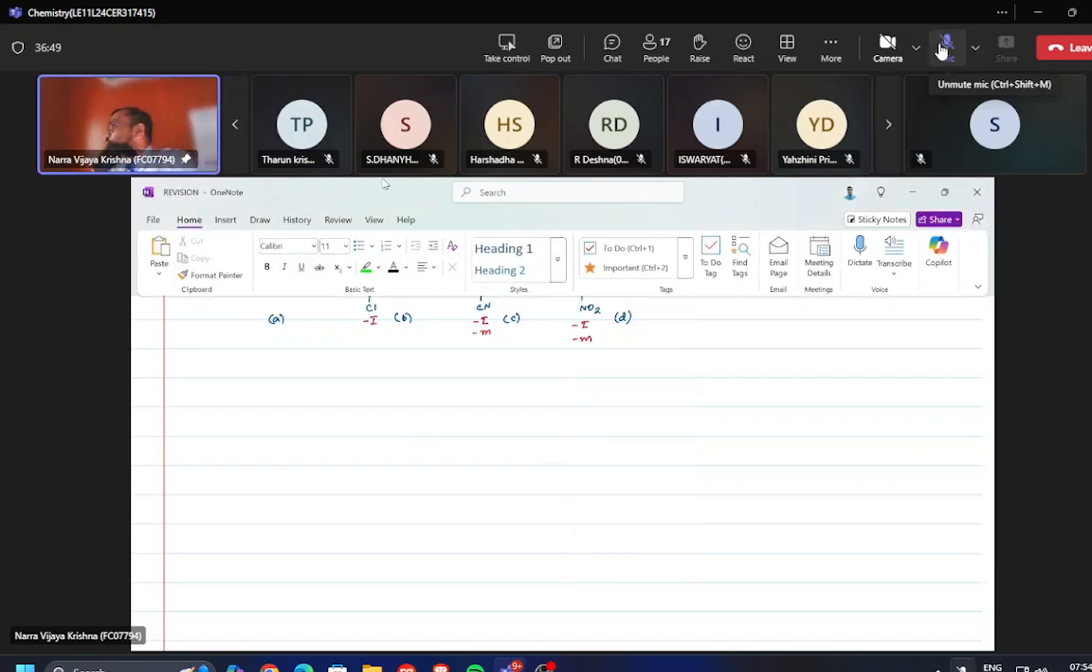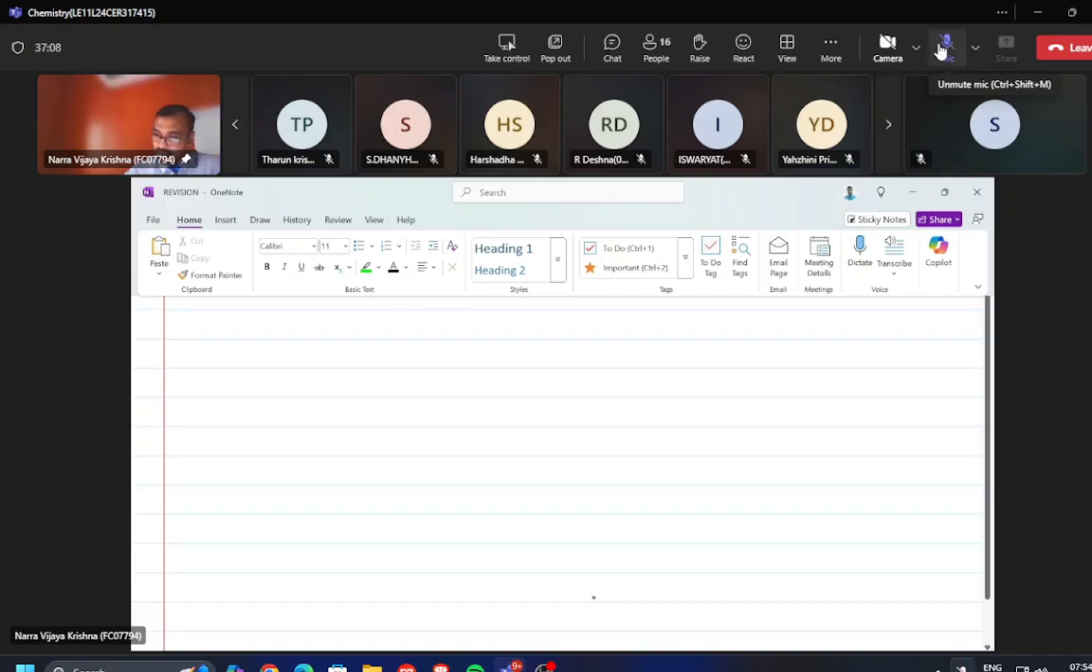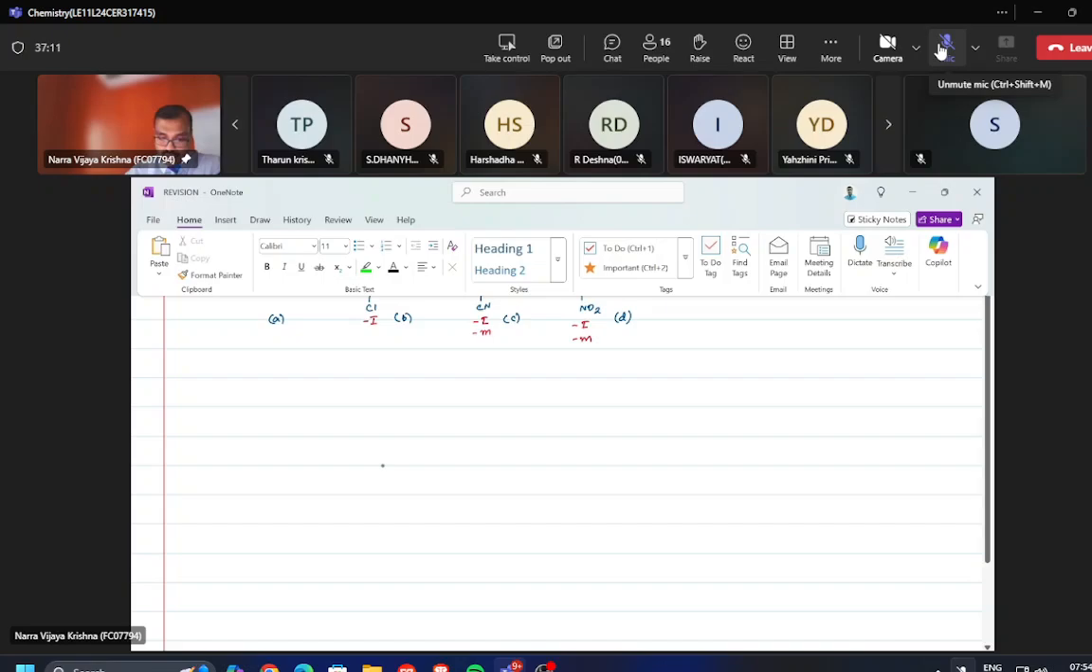Plus I: how to identify a plus I group? If more carbons are present over a chain, then it is plus I. If it has a negative charge, plus I. If it has a positive charge, minus I. Correct or not? Right, sir. Why did it come?